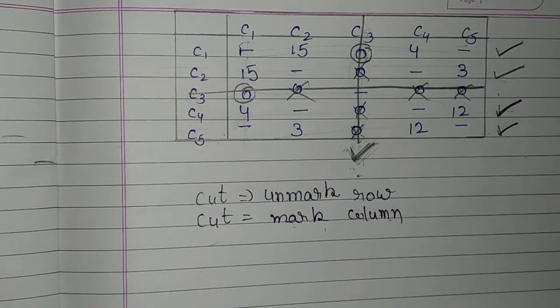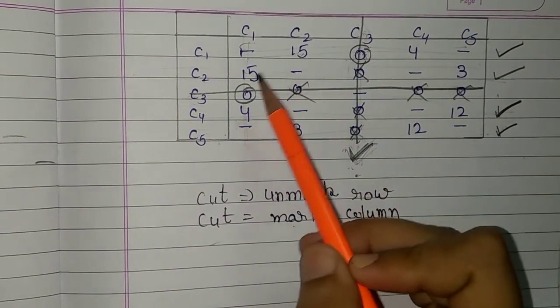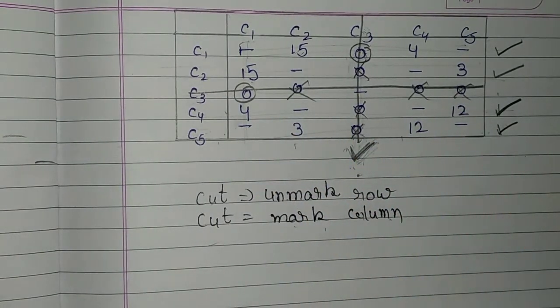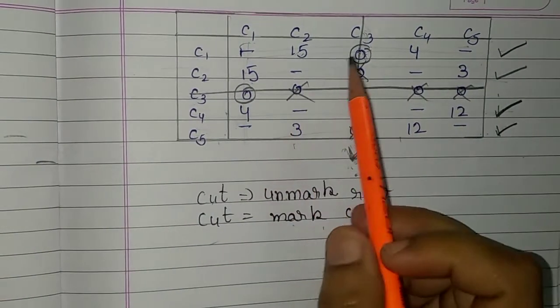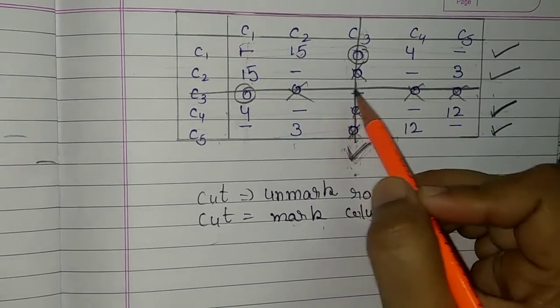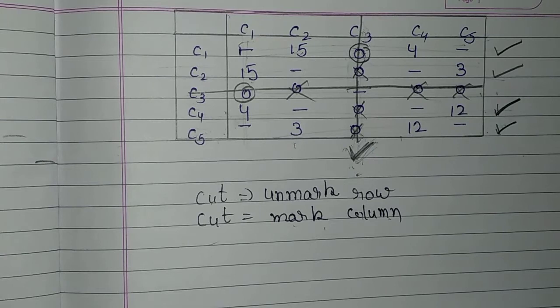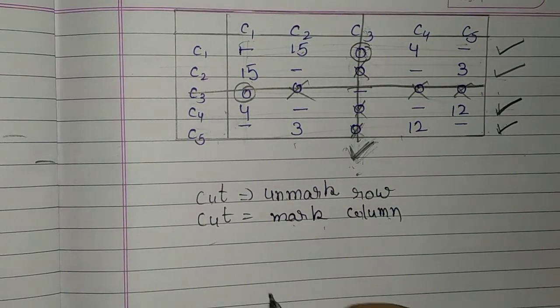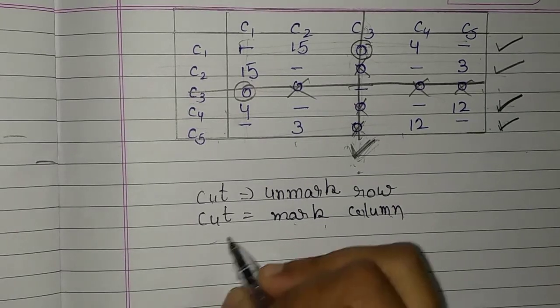Now you can see that some numbers are not cut, some numbers are single cut, and some numbers are double cut. Here, the numbers which are not cut.